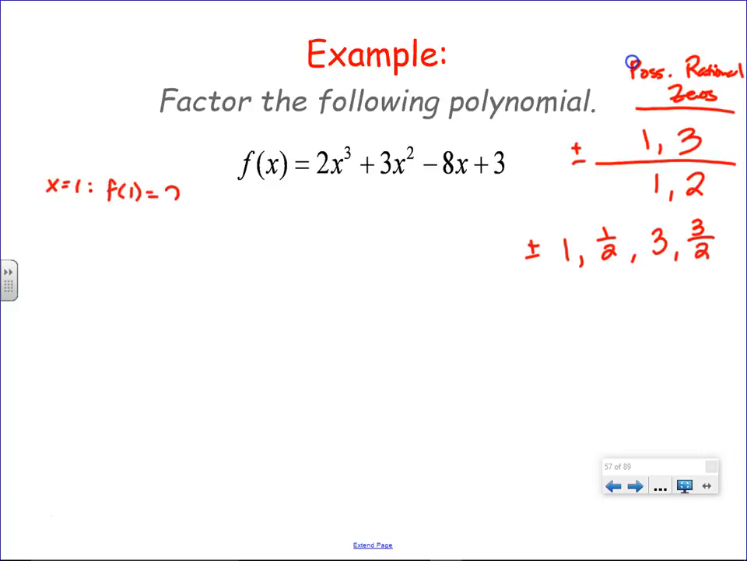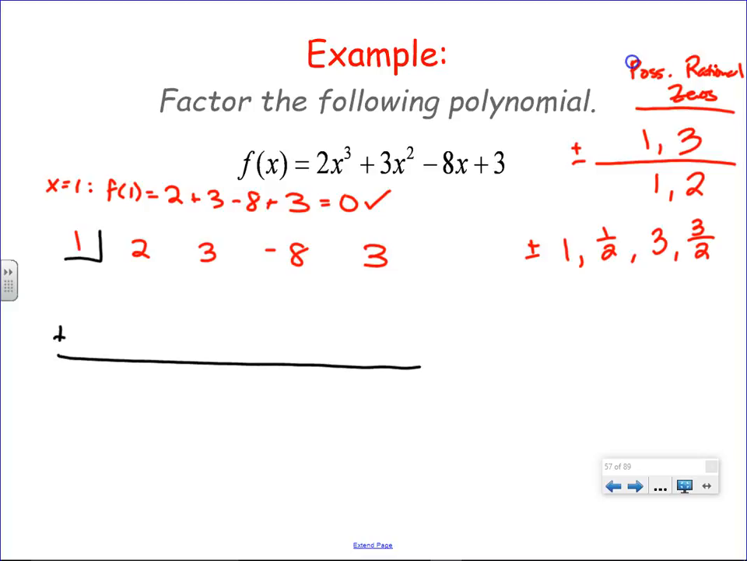f of 1 equals 2 plus 3 minus 8 plus 3. I've actually already done this one, but that's okay, do it again. Do you remember him? Who goes in the box? The 1, because we know it works. You have the 2 and the 3 and the -8 and the 3. Hold on, I want you to keep going though. Let's do our synthetic division real fast.